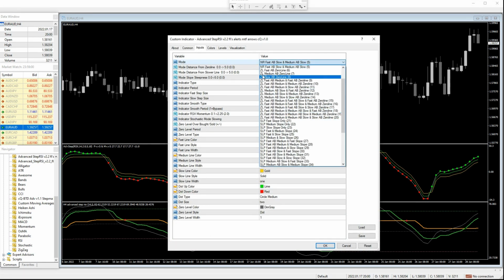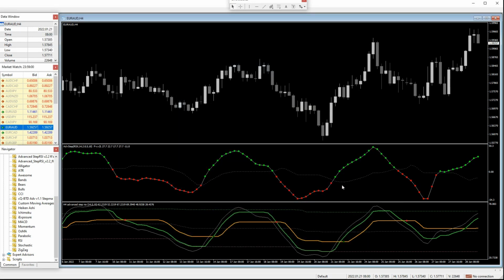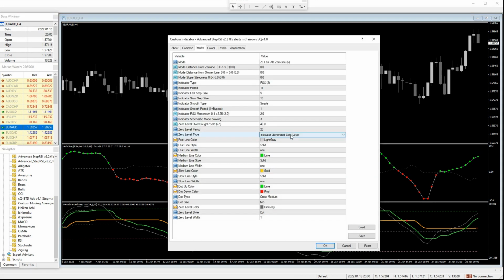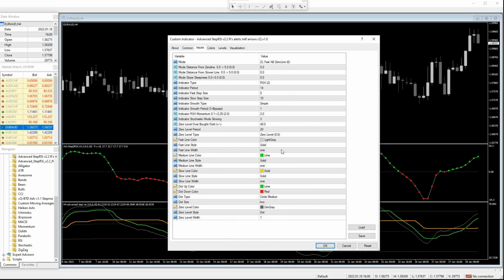When you see a ZL, that means zero level or zero line. For example, this first one, it's just the fast above the zero line. And this right here, this is an indicator generated zero line. You can change the zero line down here to where it's just, for example, at the zero level, like that. And then, or you can switch it back to the generated one.